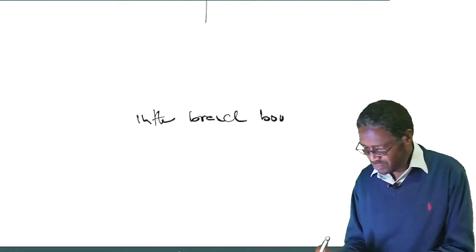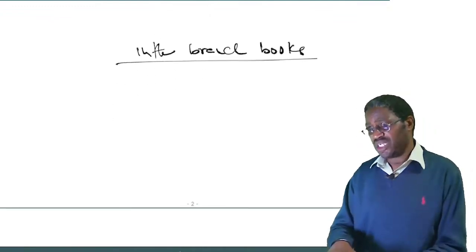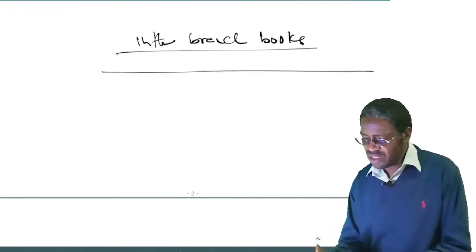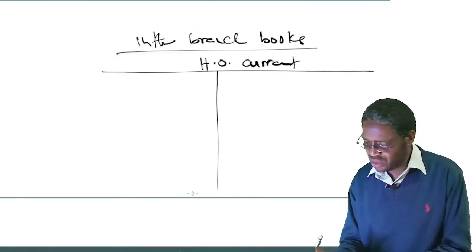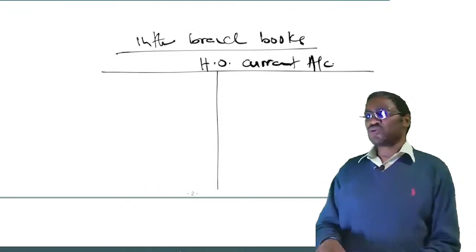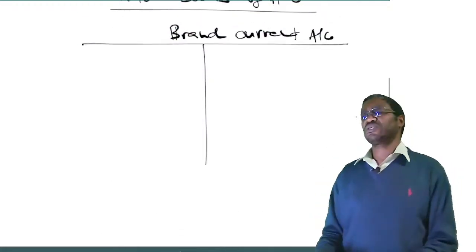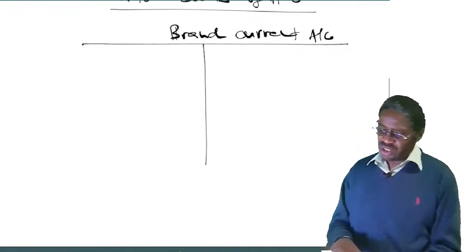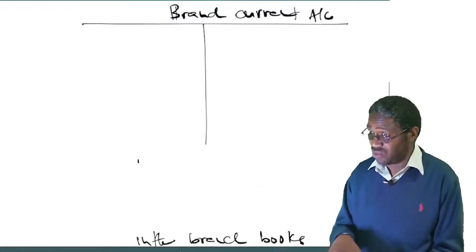While in the books of the branch, they will also maintain their own set of books, and one of the accounts they will maintain is an account we shall be calling head office current account. So in the books of the head office, they will keep an account called branch current account, while in the books of the branch, they will keep an account called head office current account. Good.